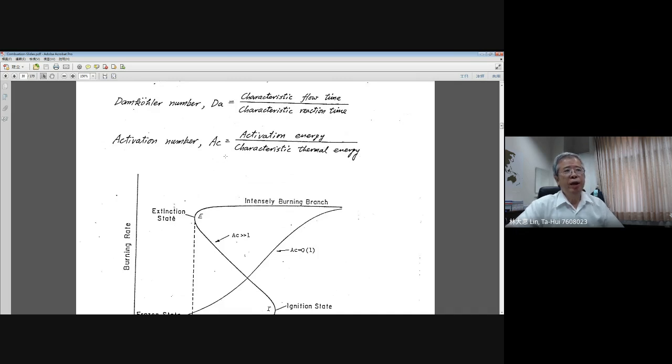Activation number is the ratio of activation energy divided by catalyst thermal energy. Activation energy usually is very high, very large for a combustion process. And the thermal energy you can treat as the so-called heat of combustion, because you release heat in your control volume and it is used to proceed with further chemical reactions.